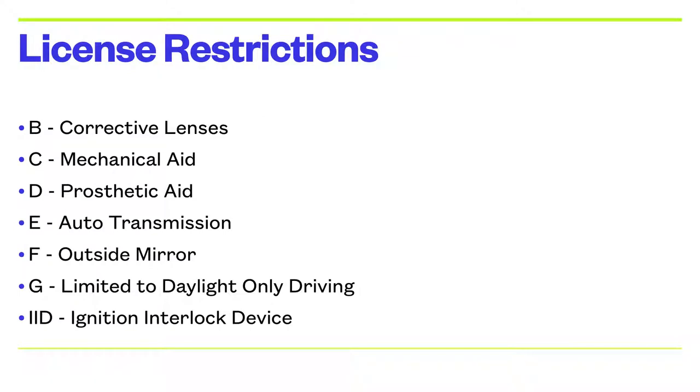License restrictions, there's a whole bunch of them here. The bottom one, IID, has been changed. I think that's what it is now. It used to be Z, so I did change it. The one that I want you to remember is B, corrective lenses, because I have eyeglasses. Some of you have eyeglasses. That's probably the most important one to know. So please write that down. The rest of them probably don't apply to you.